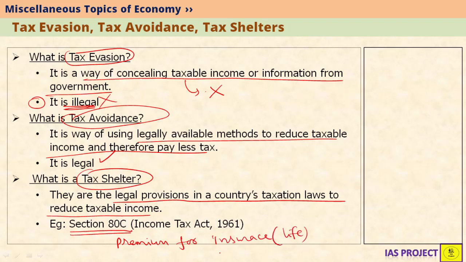So premium for life insurance, whatever you are paying, is deductible from your taxable income under section 80C. This provision is simply called a tax shelter. Additionally, you can contribute towards the National Pension Scheme also. If you are contributing to the National Pension Scheme, that amount is reduced from your taxable income. So the National Pension Scheme is also a tax shelter.